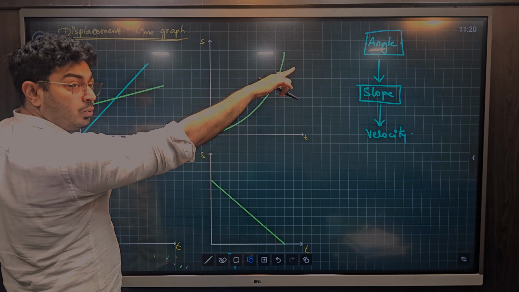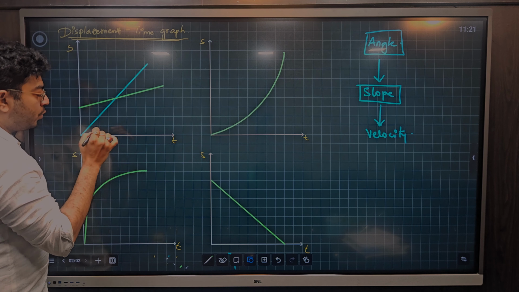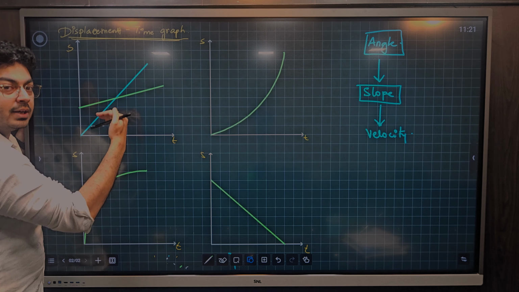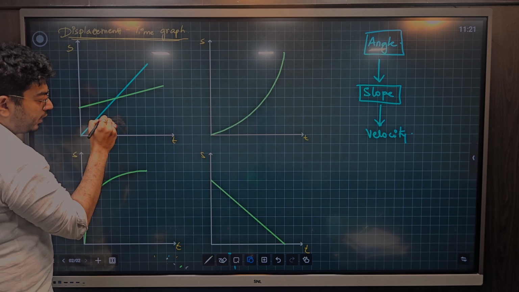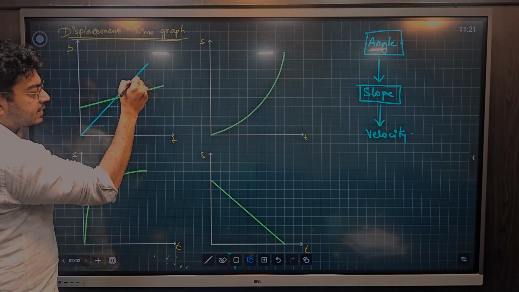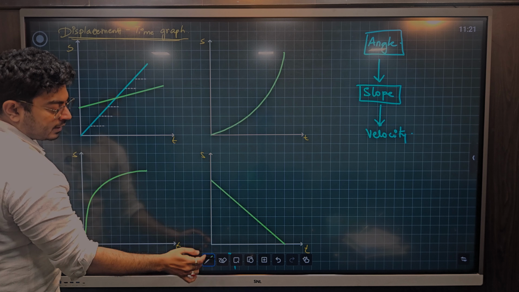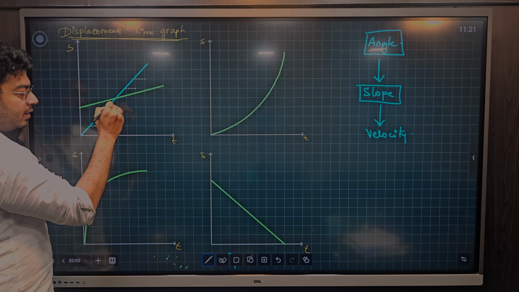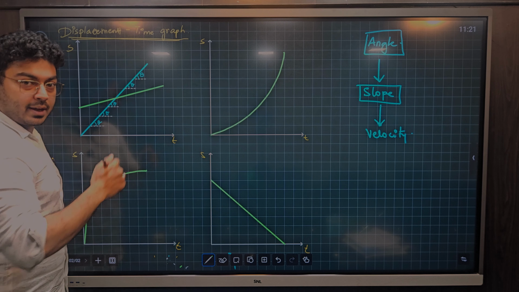Now, what did I first say? I told that we have to look for what? Angle. First angle, then slope, then what? Velocity. So let's go by this. What angle are we talking about? The angle it is making with the time axis or the horizontal axis. So see, this is the horizontal line. The dotted lines I am drawing here, can you see, these are horizontal lines. Horizontal line means it is parallel to the time axis. Now, if we look here, can you see it has made some angle? Yes or no? I was talking about this angle. Is that clear?